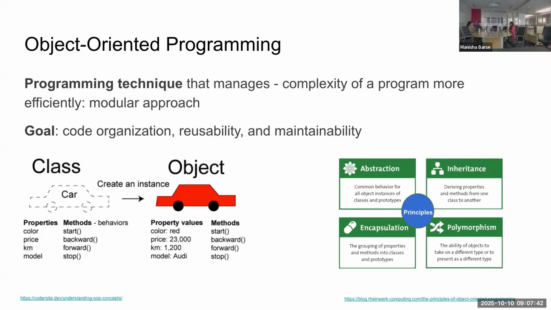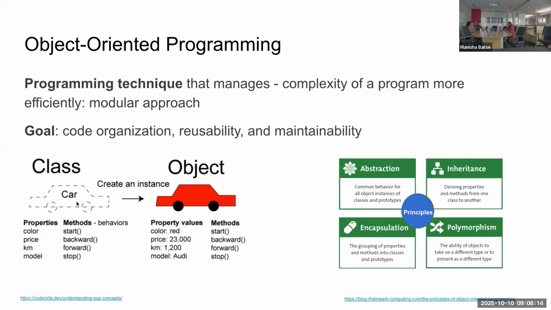So object-oriented programming is a programming technique that manages the complexity of a program more efficiently. The need for object-oriented programming is to organize the code well, to reuse, and to maintain the code following the modular approach. Here on the bottom left-hand side is the major component of object-oriented programming, which is a class. It's like a blueprint, like a prototype, and then an object is an instance of a class.